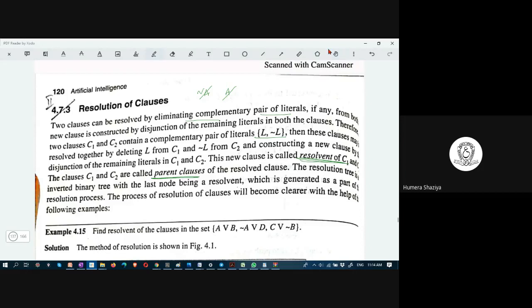Parent clauses that contain conflicting literals can be eliminated, resulting in resolvent clauses. These resolvent clauses belong to these parent clauses. And the resolution tree is an inverted binary tree, with the last node being the resolvent, which is generated as part of the resolution process.